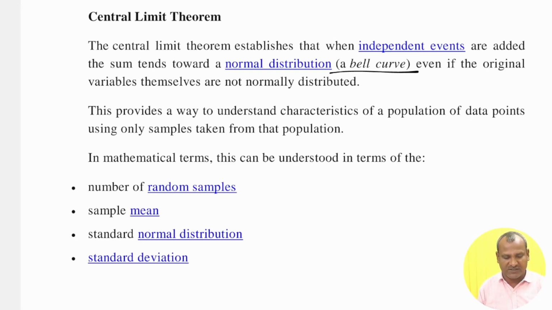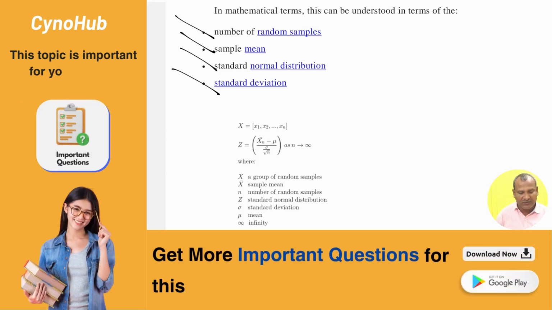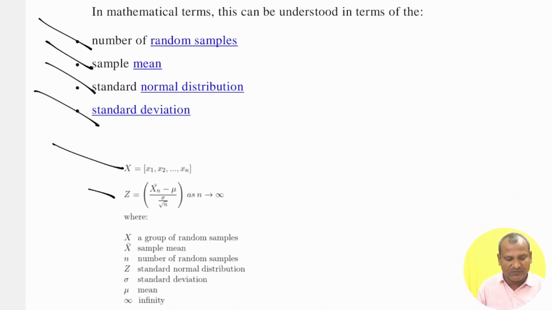Now coming to the mathematical point of view, how we represent it. First, we take the number of random samples. Next, the sample mean. Next, the standard normal distribution, and finally the standard deviation. The random sample we represent with capital X, with samples X1, X2, X3 up to Xn. Next, Z is equal to (X bar n minus mu) divided by (sigma by root n), as n tends to infinity.